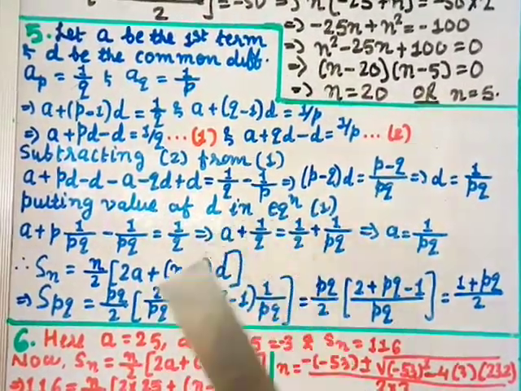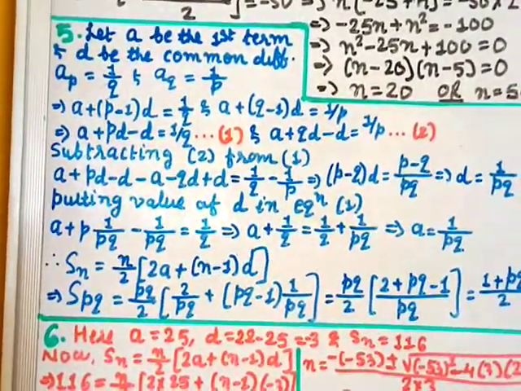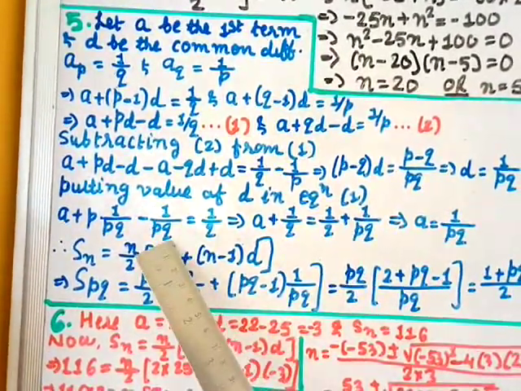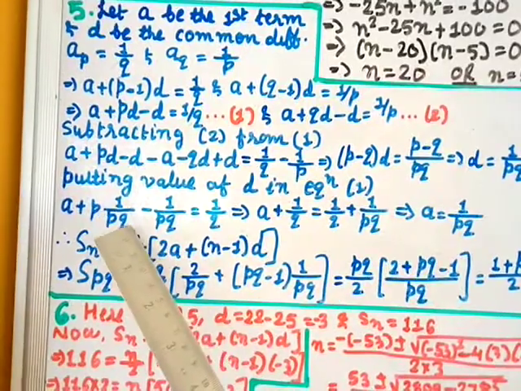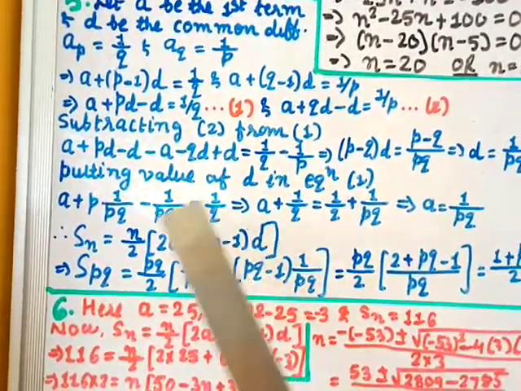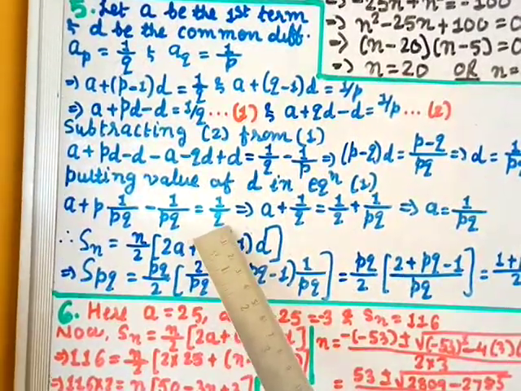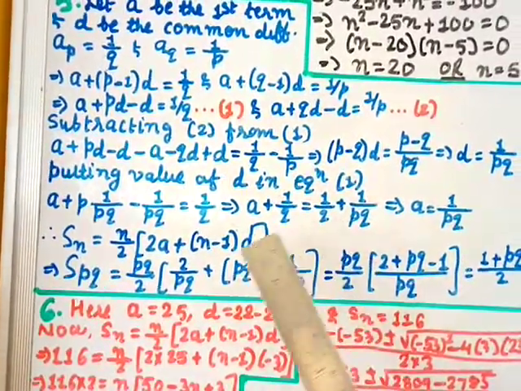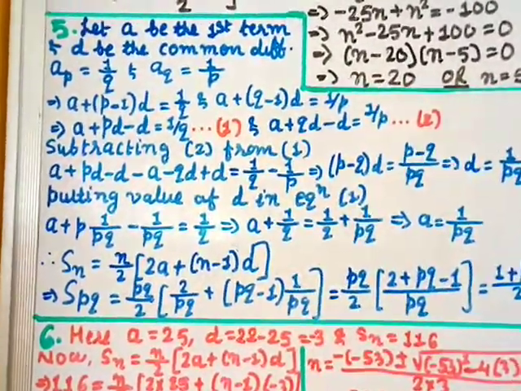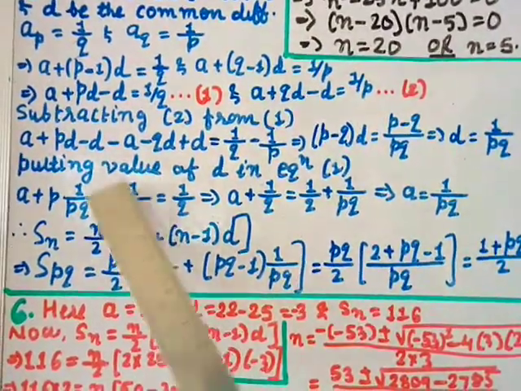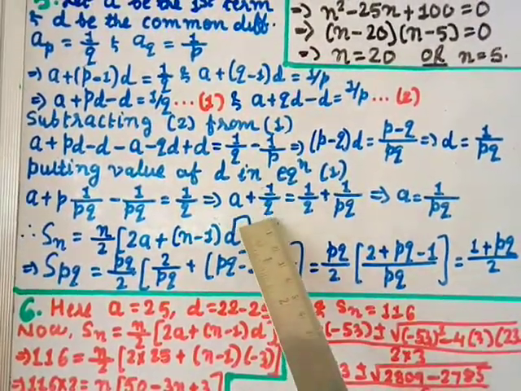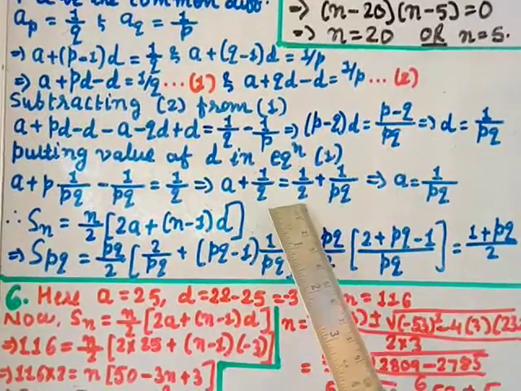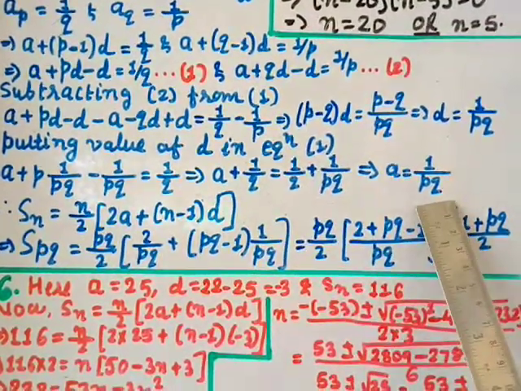Putting this value of d in equation 1. Either here or here I can put it in equation 1. So a plus p, and the d value I put here is 1 by pq, minus the d value 1 by pq, equal to 1 by q. p cut here means 1 by q. This 1 by q is plus; if you transfer it over this side, it will become negative, and it will cancel with this 1 by q. When you transfer this minus 1 by pq, it becomes plus 1 by pq. When you transfer 1 by q it becomes minus 1 by q, and here plus 1 by q, so it will cut. So you get the a value as 1 by pq.